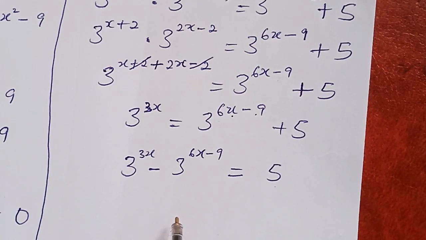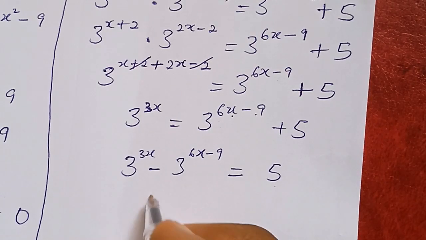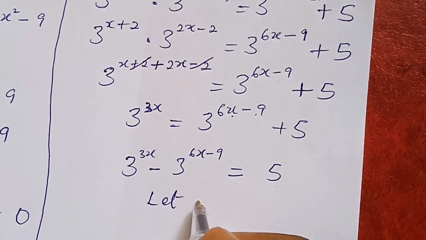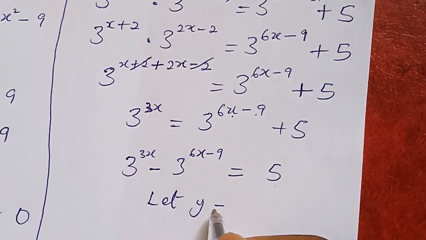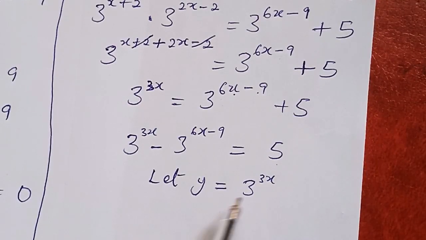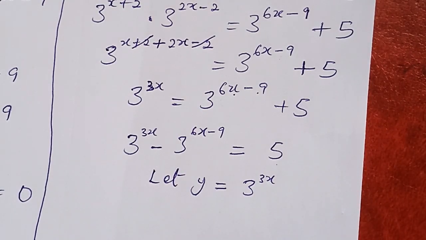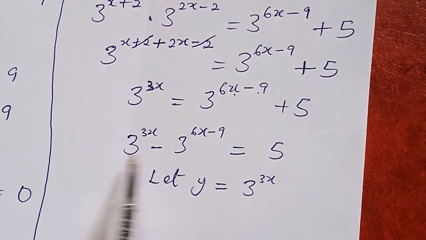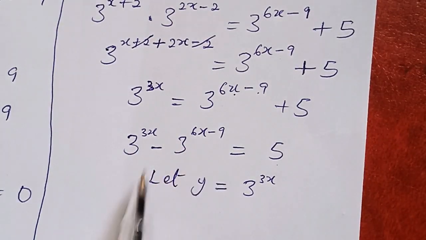So then from here, what we need to do is to let variable y be equal to 3 raised to power 3x. Okay, anywhere we see 3 raised to power 3x, we replace it with y. So this expression then becomes, from here we have this. We can simplify this to make it easier to input our x.